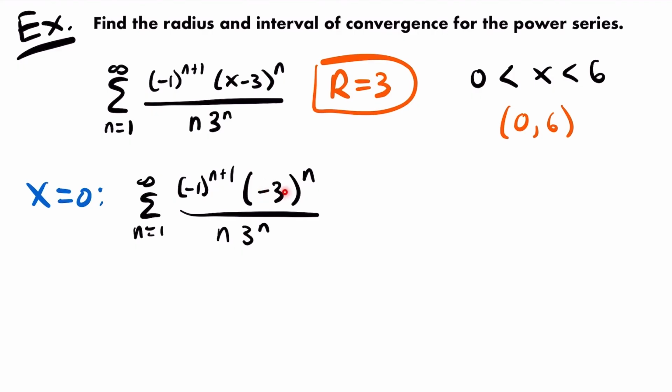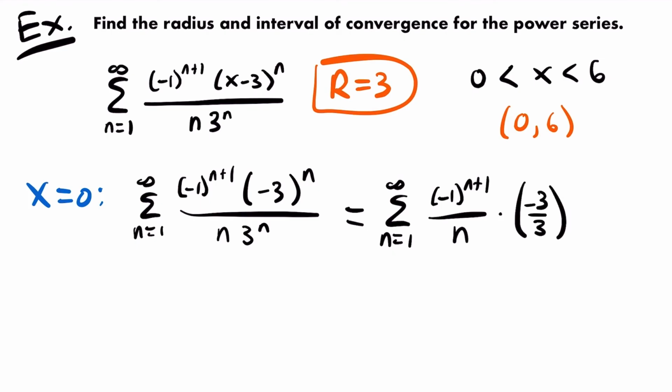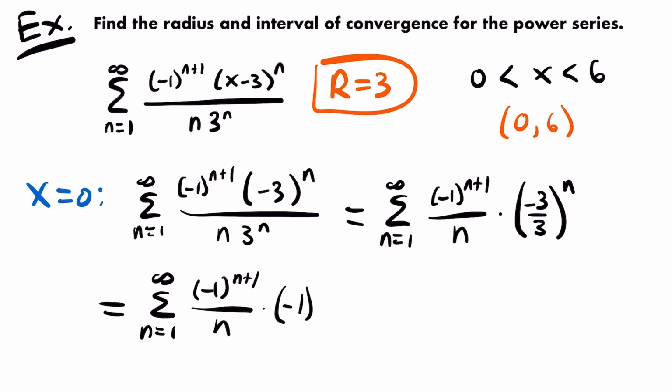And so since we have negative 3 to the power of n in the numerator and 3 to the power of n in the denominator, we can write this series to be the sum from n equals 1 to infinity of negative 1 to the power of n plus 1 divided by n times negative 3 divided by 3 to the power of n, right? Both of those parts are being raised to the power of n, so we can have this fraction where n is the power. Now, negative 3 divided by 3 is negative 1, so this is equal to the sum from n equals 1 to infinity of negative 1 to the power of n plus 1 divided by n times negative 1 to the power of n.